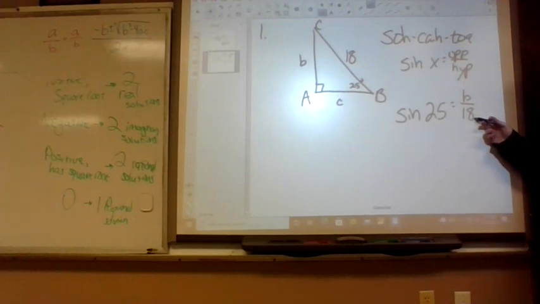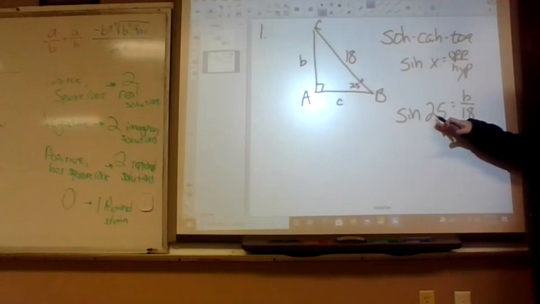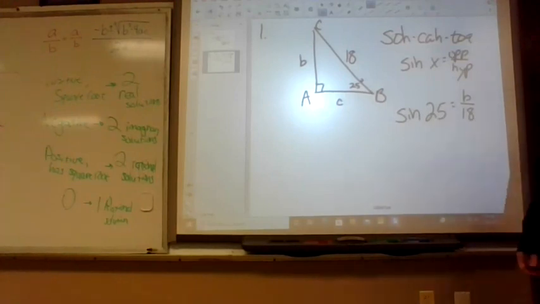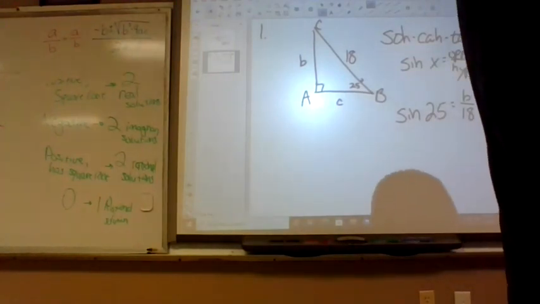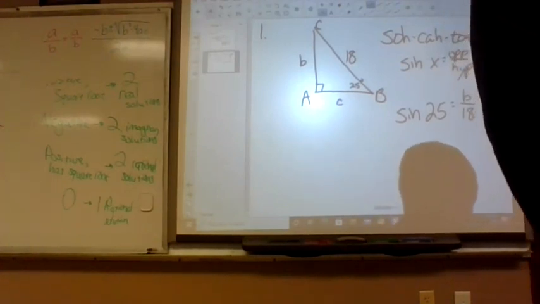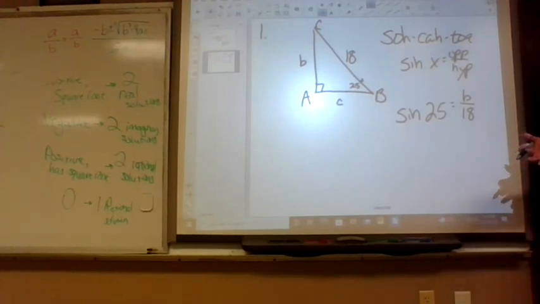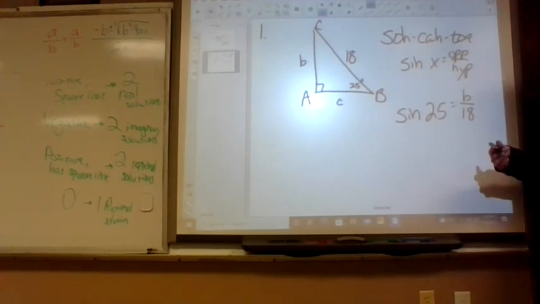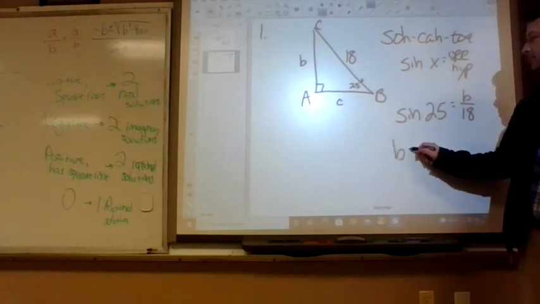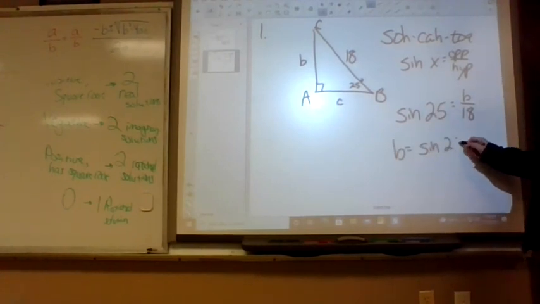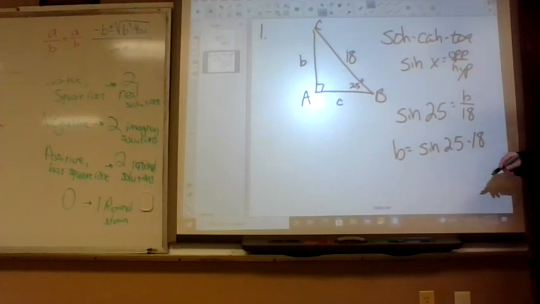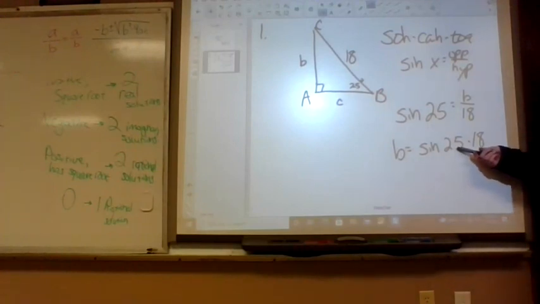How do I solve this for B? Multiply by 18. So whatever sine of 25 is times 18. And the directions say round lengths to 3 significant digits. So whatever your third digit is, that's where you round it off. We're in 25 degrees, so we're in degrees. You might want to check your calculator.